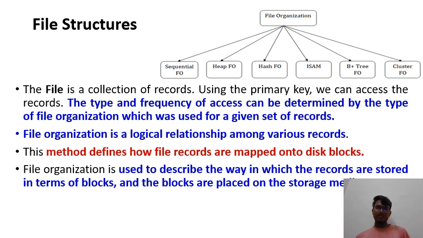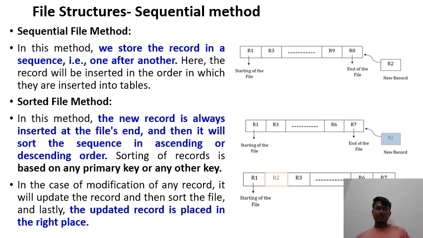File structure. A file is a collection of records. Using the primary key, we can access the record. The type and frequency of access can be determined by the type of file organization which was used for the given records. File organization is a logical relationship among the various records. File structure: sequential file method, sorted file method. So we'll discuss it.